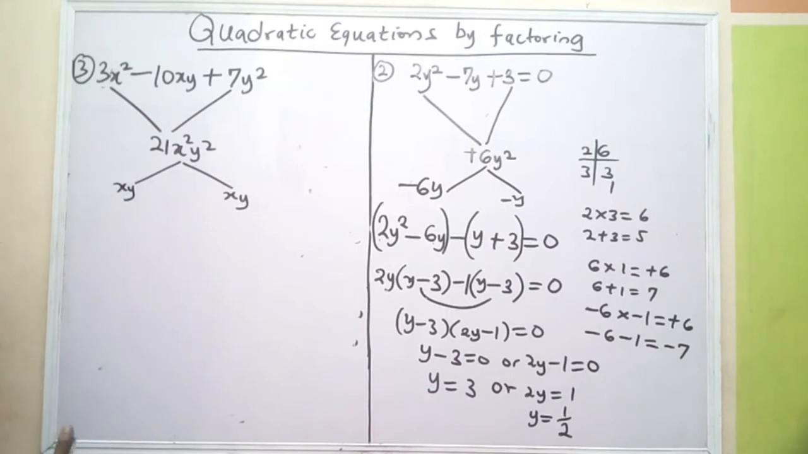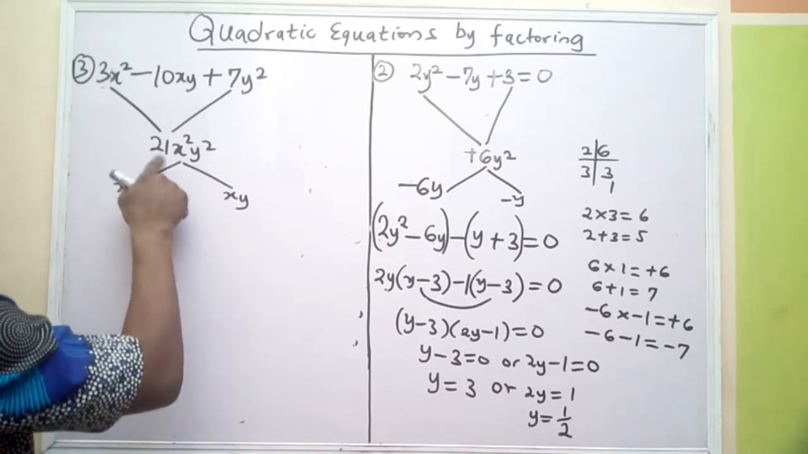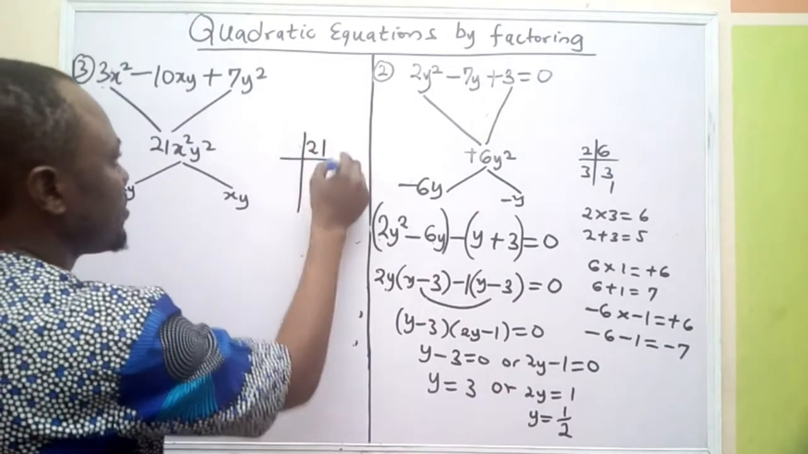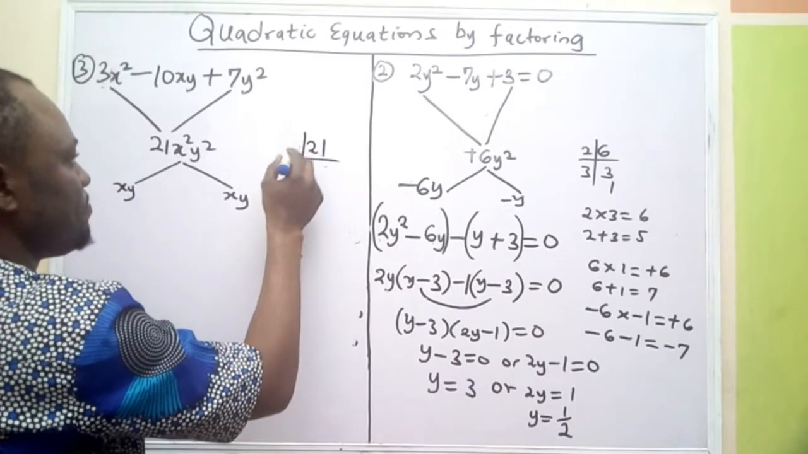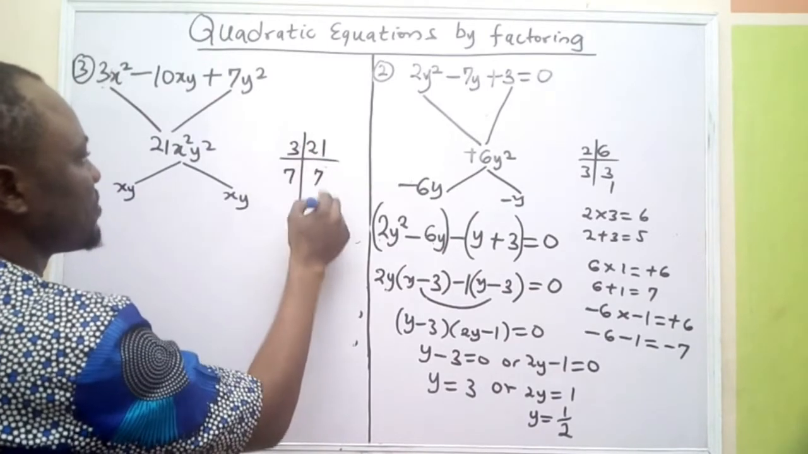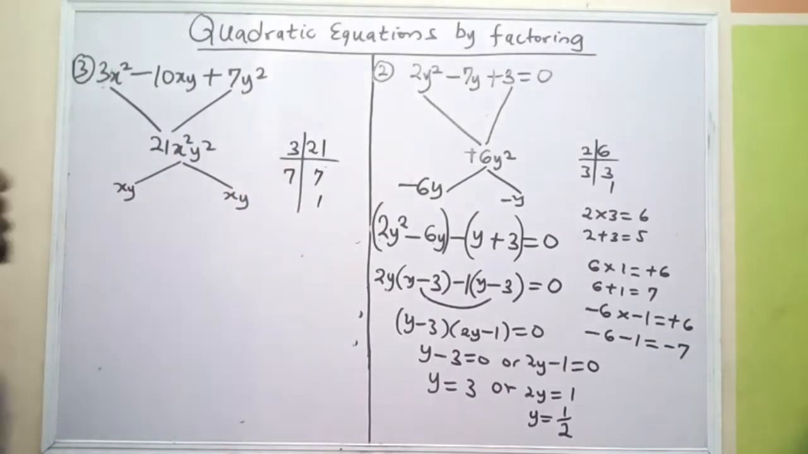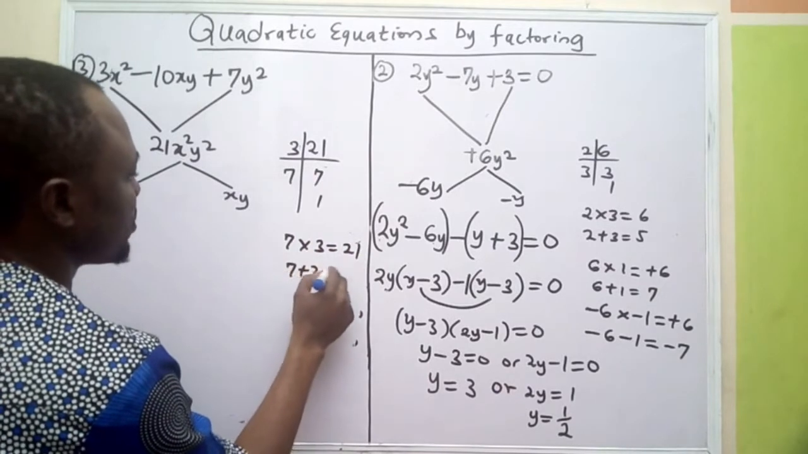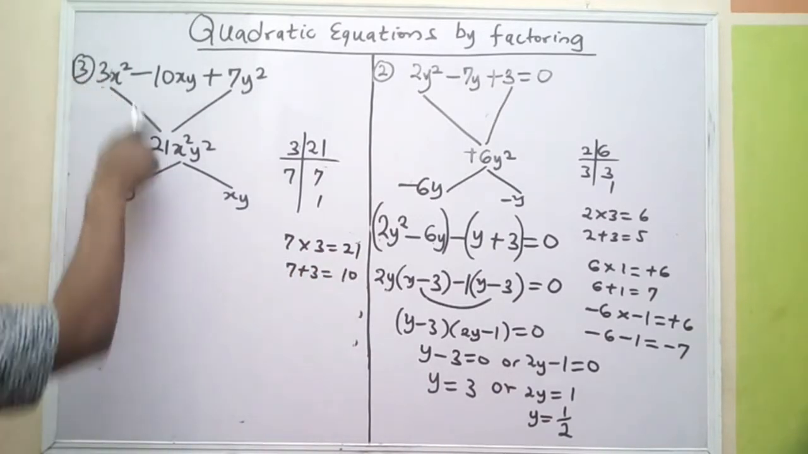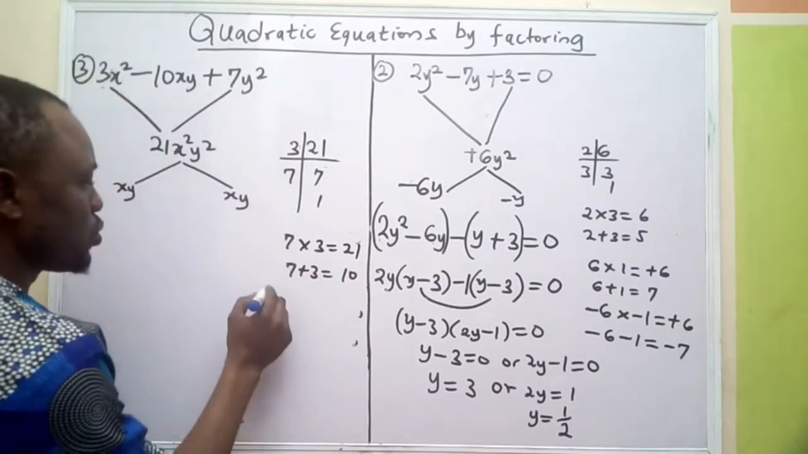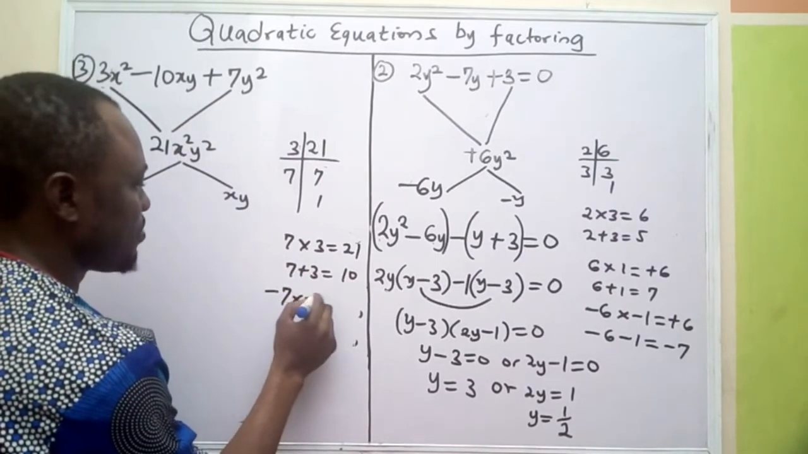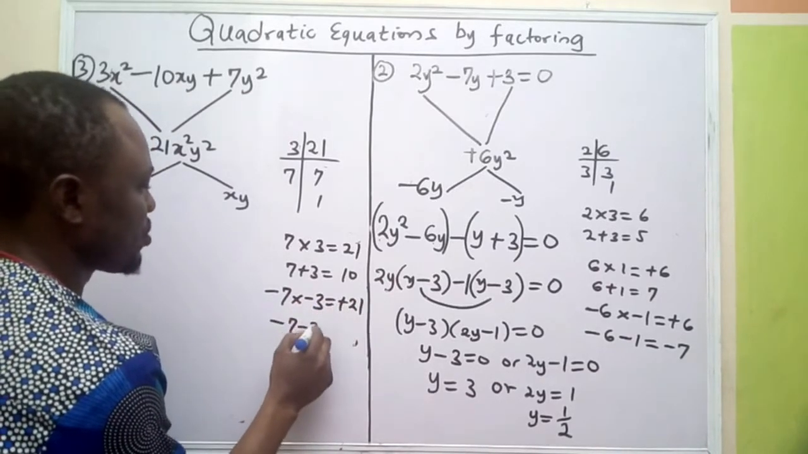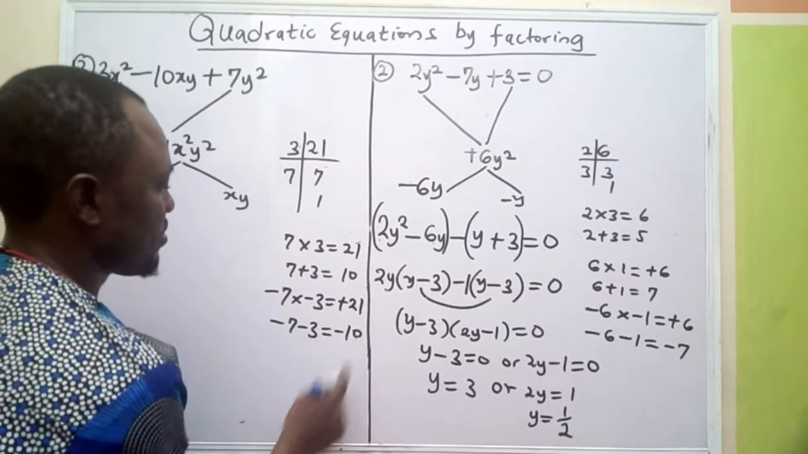Now the next thing is to look for two factors so that when I multiply them it gives me 21, and if I add or subtract them it gives me minus 10. So let me use the prime factors. So 3 here, 7, 7 here, 1. So I have 3 and 7. So let me see, 7 times 3 will give me 21, 7 plus 3 will give me 10. But I need a plus 21 and a minus 10, so I'm going to work on the sign. So I will do minus 7 times minus 3. It gives me plus 21, minus 7 minus 3 will give me minus 10.